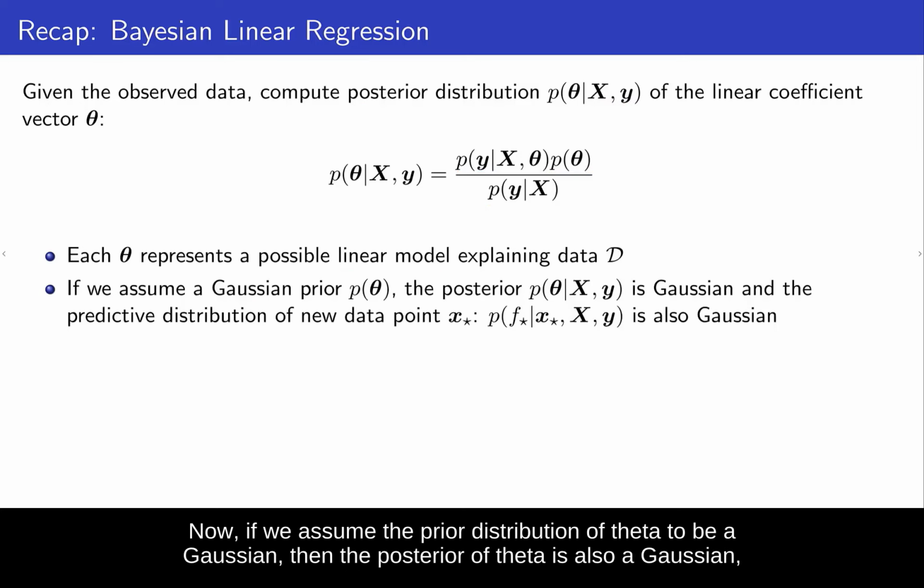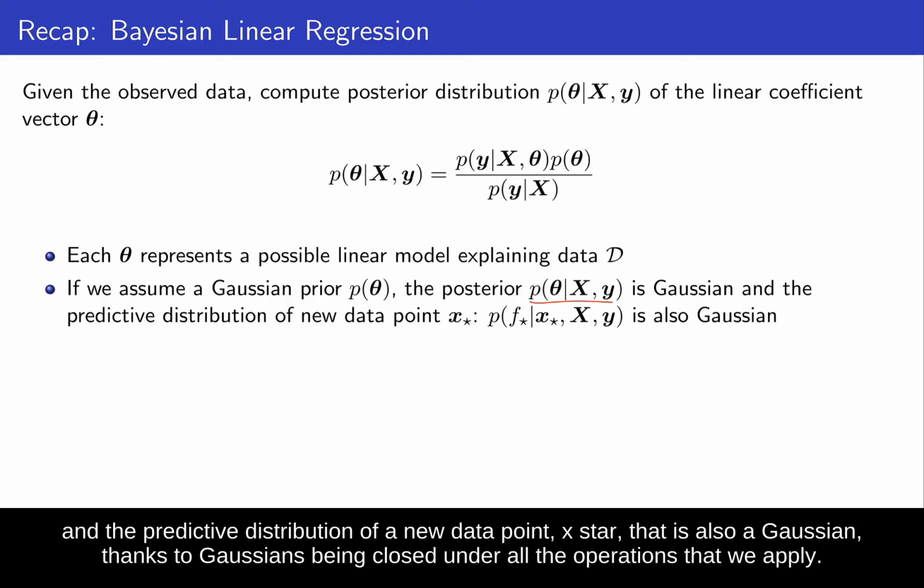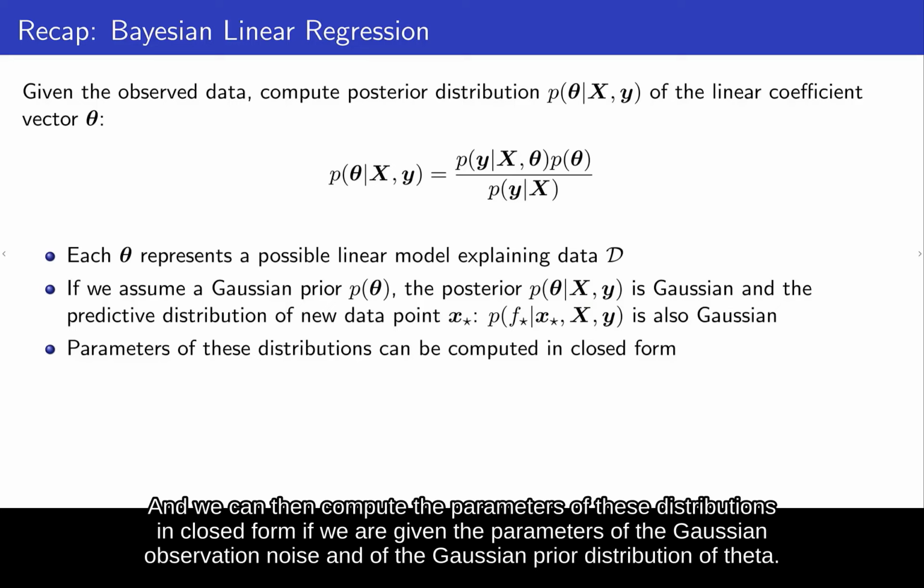Now, if we assume the prior distribution of theta to be a Gaussian, then the posterior of theta is also a Gaussian, and the predictive distribution of a new data point, x star, is also a Gaussian, thanks to Gaussians being closed under all the operations that we apply. And we can then compute the parameters of these distributions in closed form if we are given the parameters of the Gaussian observation noise and of the Gaussian prior distribution of theta.